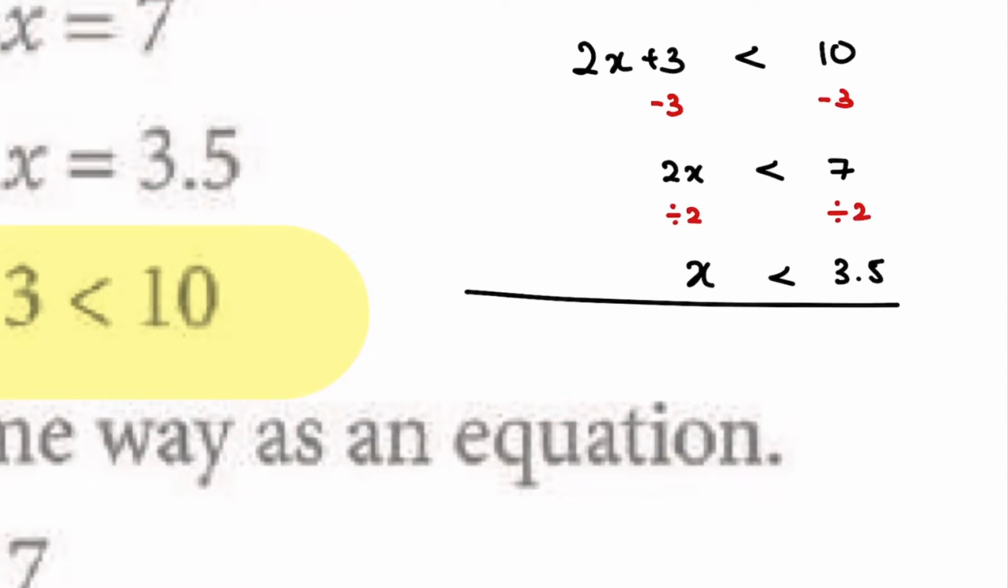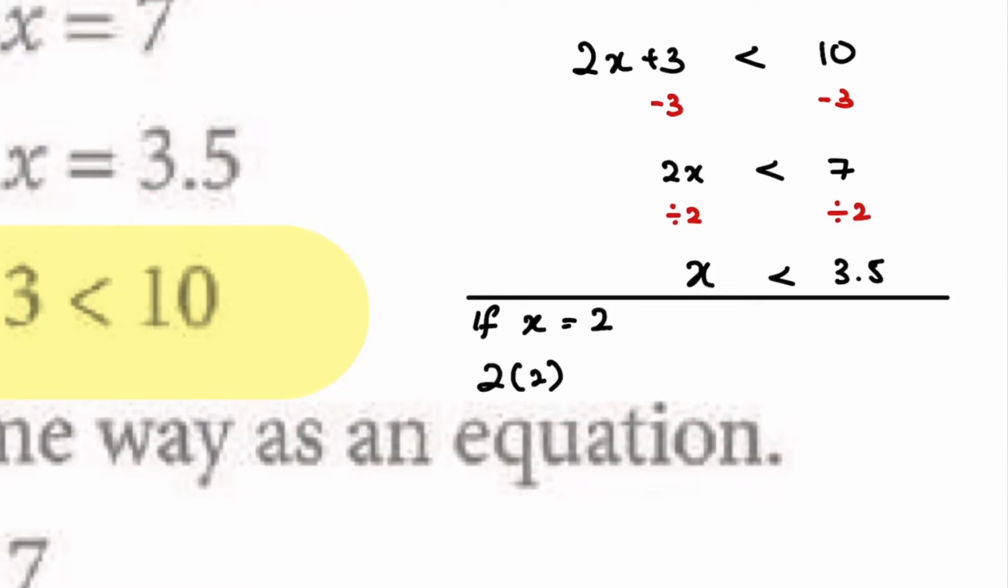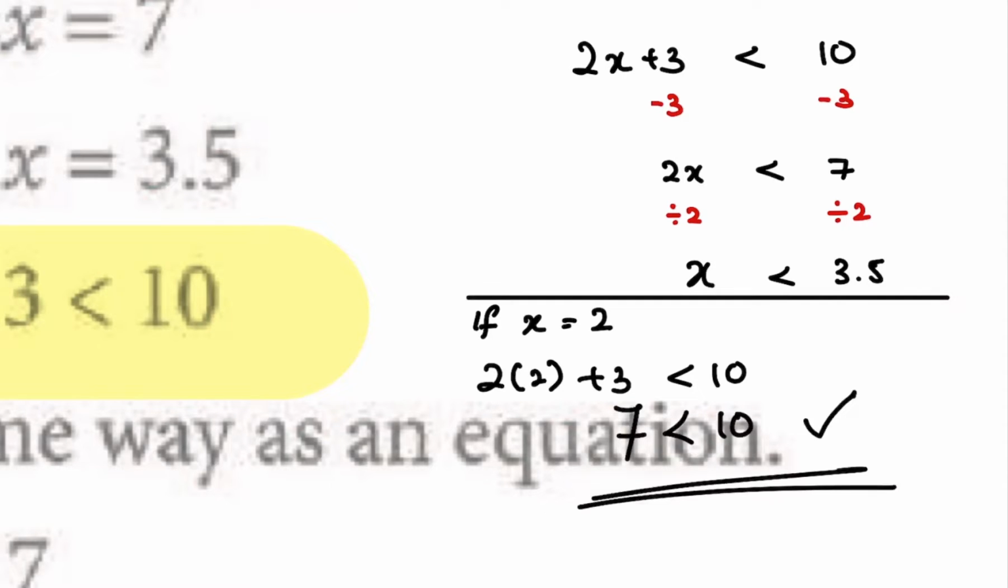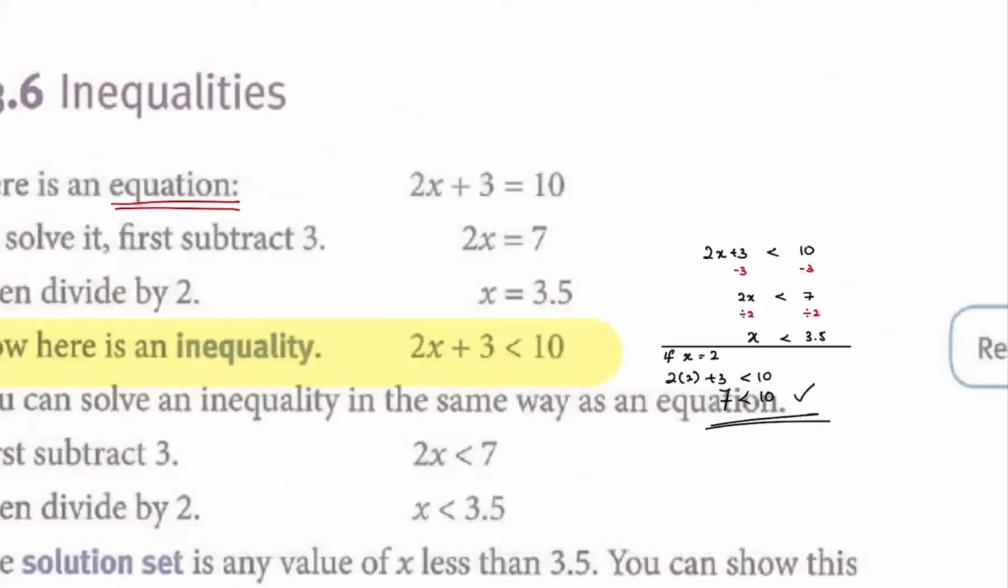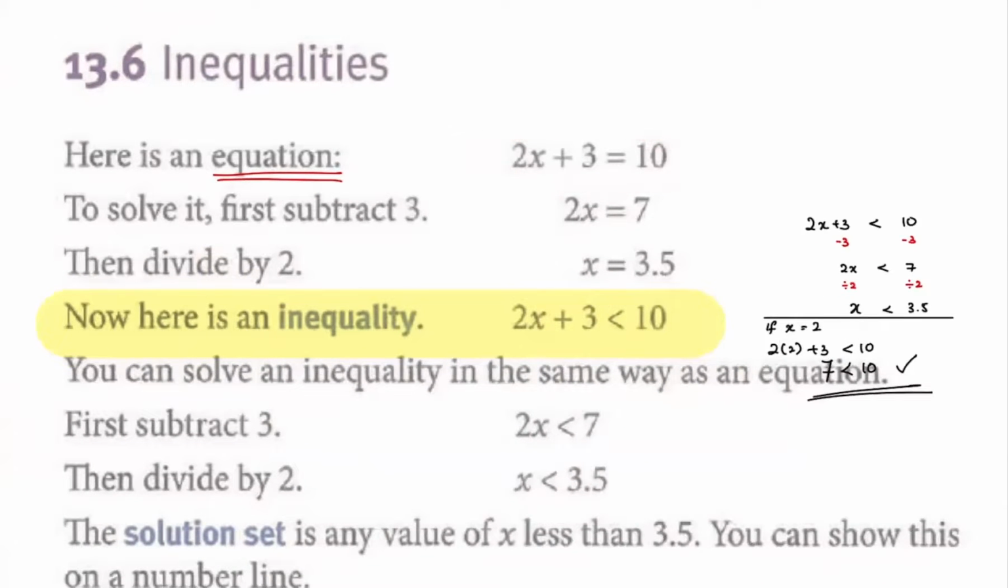Let's try x equals 2: 2 times 2 plus 3 is less than 10. Is it correct or not? 4 plus 3 is 7, which is less than 10. Yes, it is correct. So this is what we call an inequality. This is an inequality, and this is an equation.